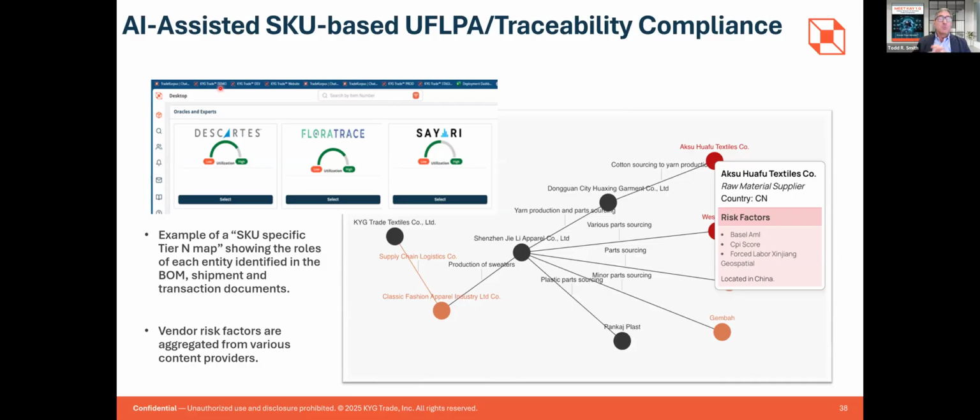We have relationships and partnerships, as you can see here, with content providers that have very good information on entities that we're finding in the bill of materials. And the map that you see here is a map that KYG creates from your transaction documents. If you think about a detention, what you're seeing here is a map for the production and transportation, the buy-sell transaction, who the parties were involved in the transaction for that detention. That's what you're seeing here. And that's something that is done through our platform and our APIs with our partners.